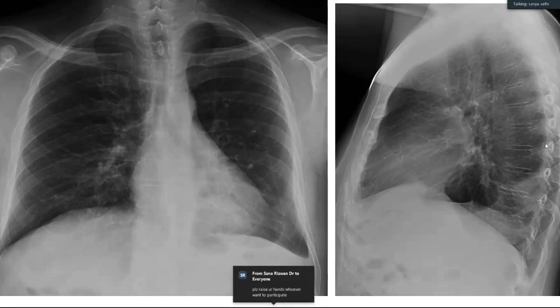But I cannot see any calcifications. I cannot see any air fluid levels. Okay, I'm looking at the rest of the lung. On the lateral, the retrosternal and retrocardiac lucencies are maintained.